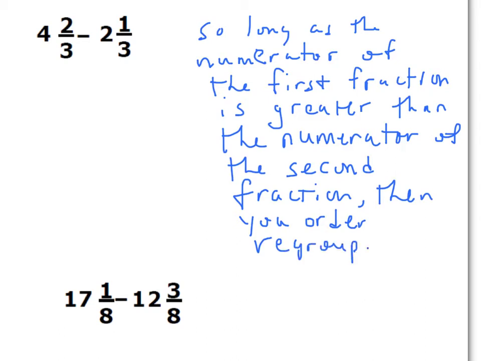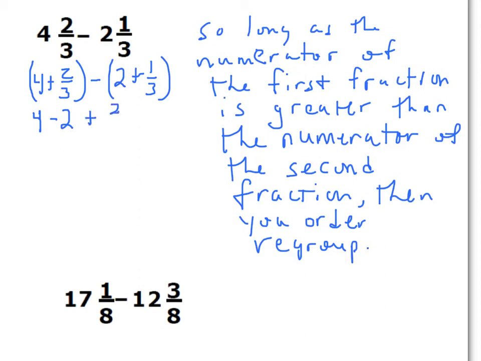but make sure that you pay attention to the details of this, because there is a little detail that you have to tend to that doesn't make it exactly the same thing. So what we're going to do is we're going to say this is 4 plus 2/3, and then this is minus 2 plus 1/3. So what we're going to do is we're going to subtract, we're going to say 4 minus 2, right? And then plus 2/3 minus 1/3.